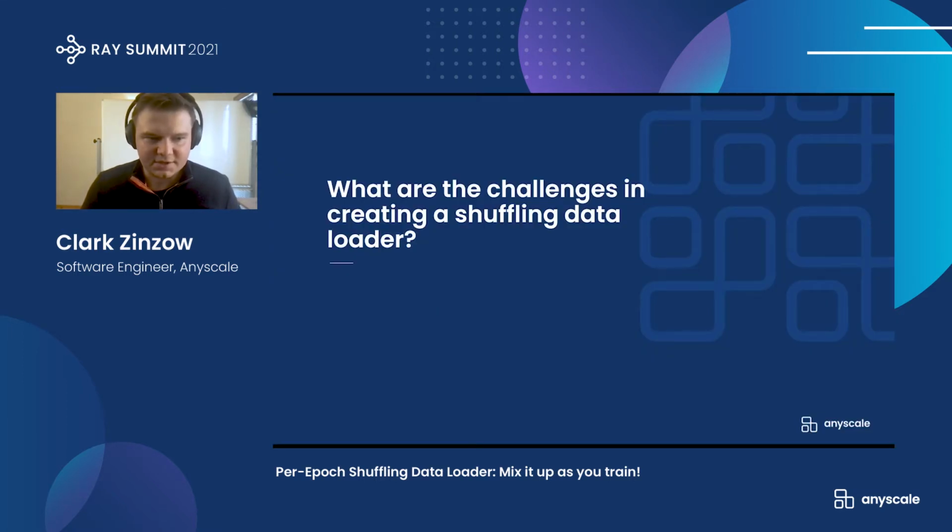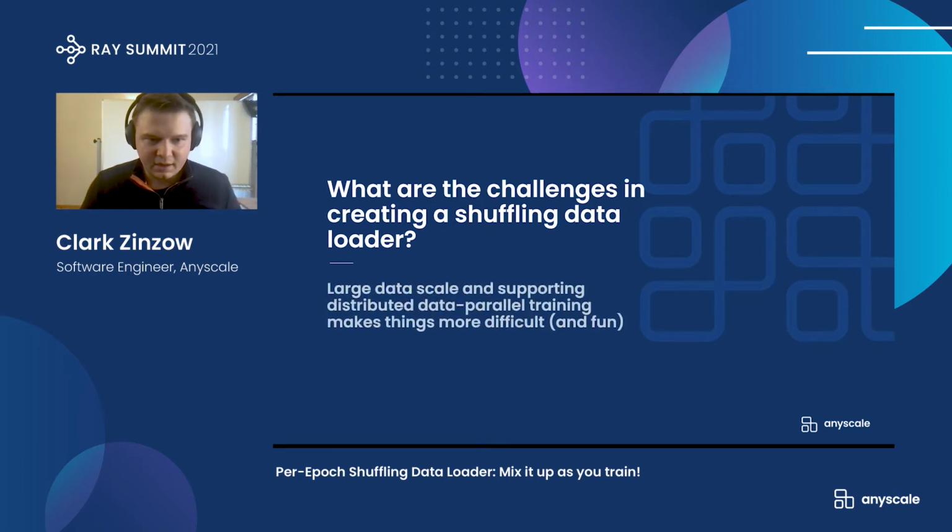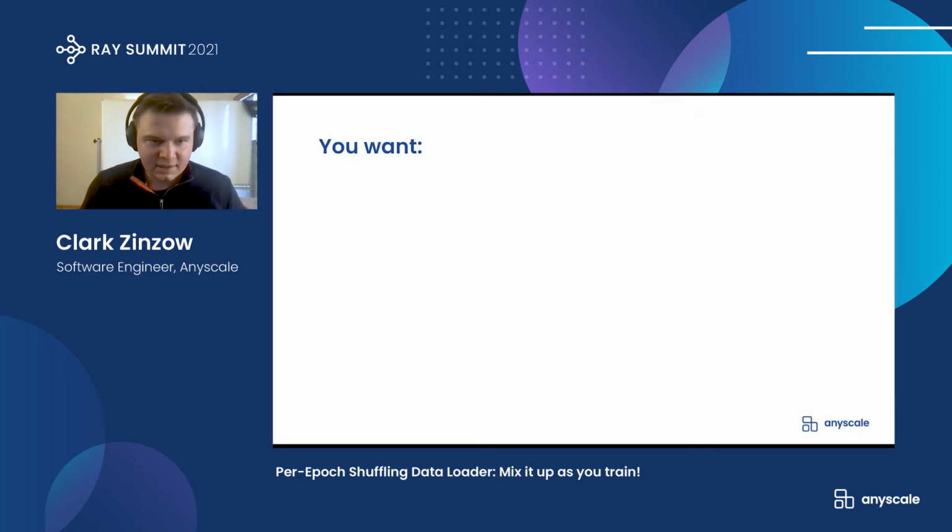What are the challenges in creating a shuffling data loader? Can't you just read it all into memory and then use random.shuffle to shuffle a list of samples? Well, as I mentioned before, once you start getting to a certain data scale, it becomes infeasible to load it all into memory on a single machine, which is also one of the motivators for doing distributed data parallel training. Things get way more difficult and also way more fun.